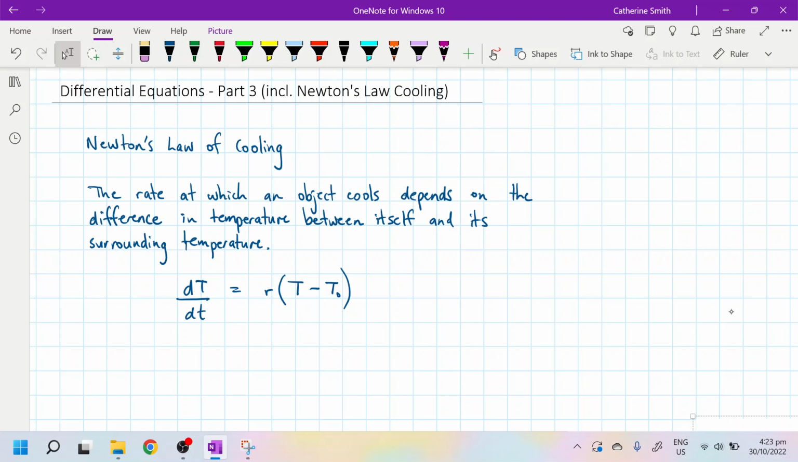Right, there was only going to be 2 parts, but the other one went a bit long, so I've split it into 3 parts now. So this is part 3, which includes Newton's law of cooling.